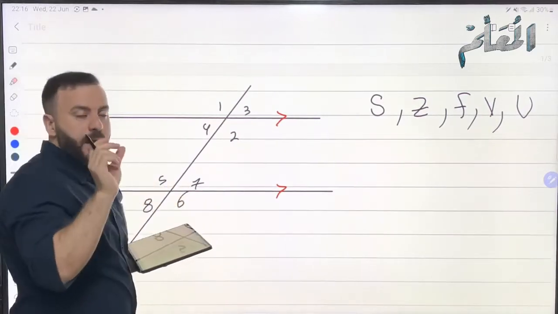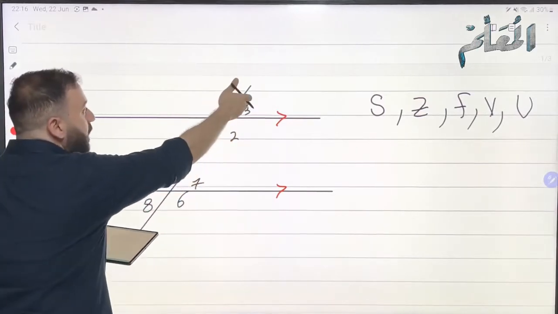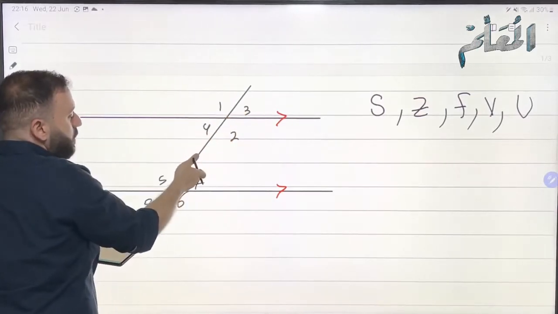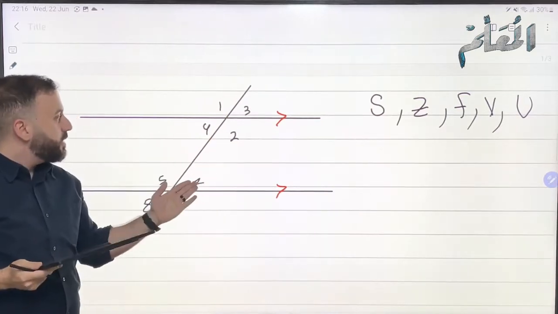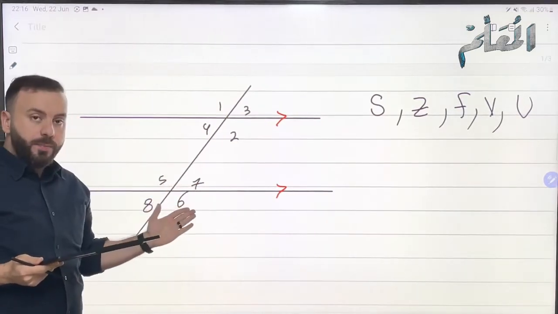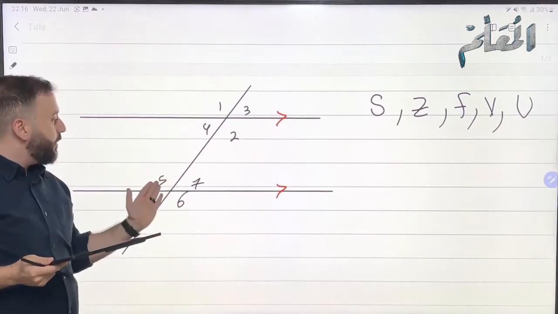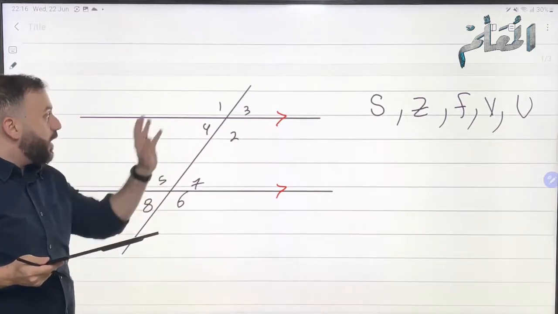The corresponding angle, what is it? Angle 3 is corresponding to what? With angle 7. So angle 3 with angle 7. Angle 2 with angle 6. Angle 1 with angle 5. 4 with 8. I call it correspond.